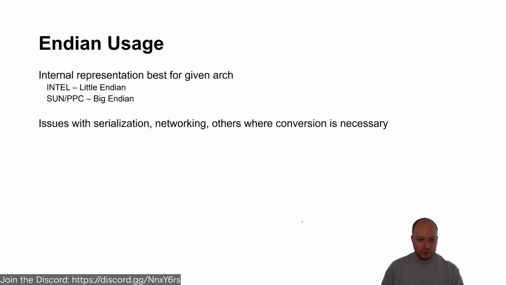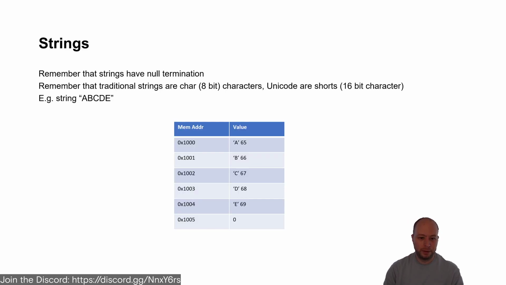Yes, so we already talked a little bit about that. Intel is little endian, Sun PowerPC is big endian, and it's important to know about this with regards to serialization, which is the way that you would take data from one memory and pass it through a network or some kind of bus to the other side, which is going to be received by another computer.